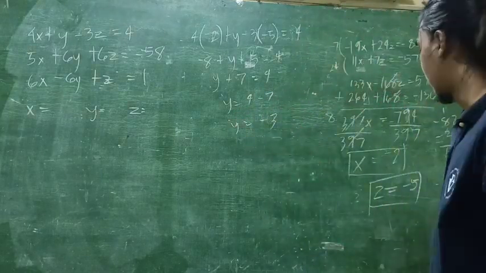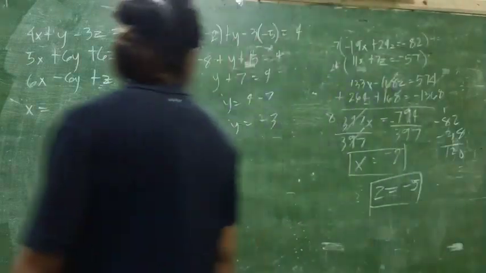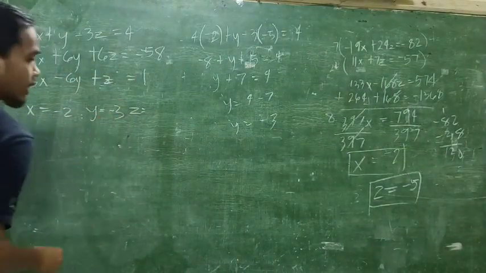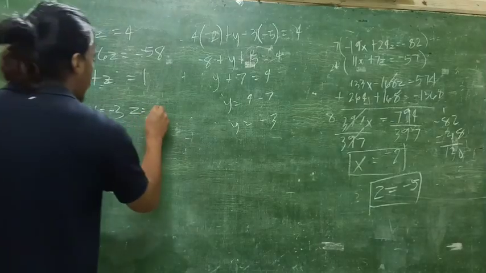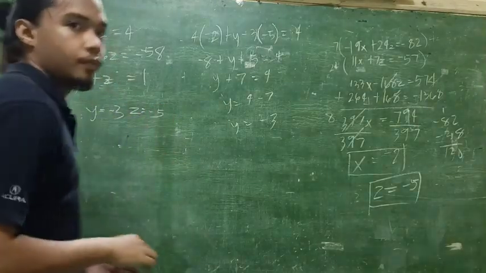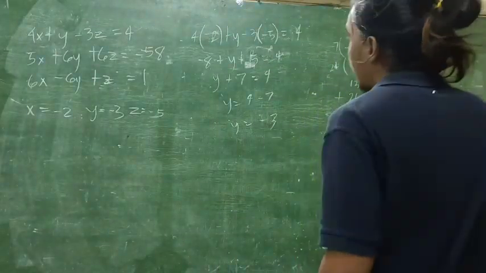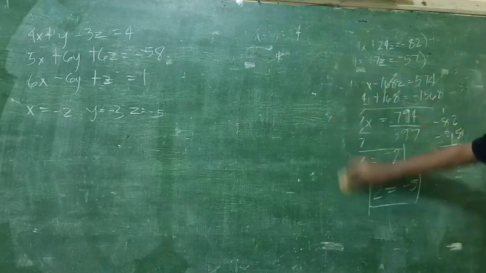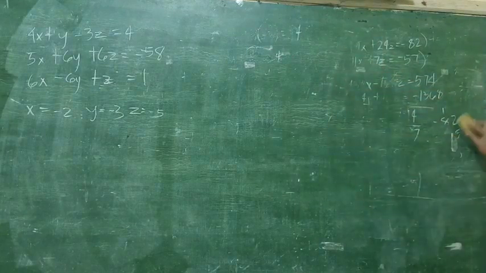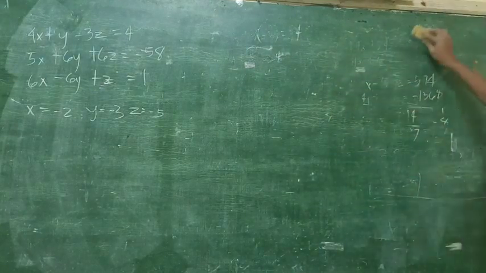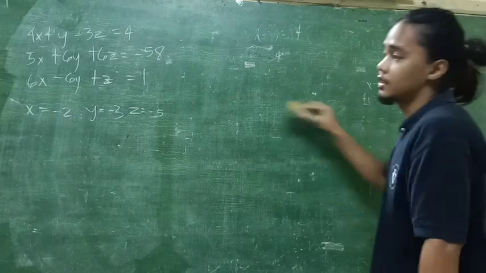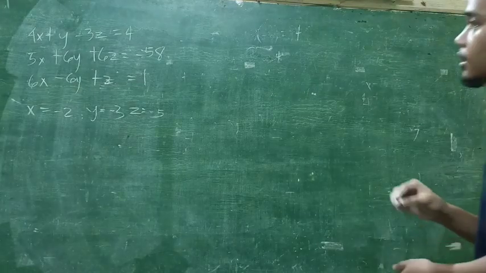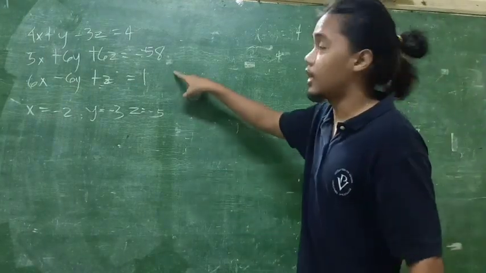So there we have it, the value of our x, y, and z. So x is equal to negative 2, y is equal to negative 3, and z is equal to negative 5. To check if we get the correct answer, we just have to substitute these three variables again into the equation. How about we try it on the last equation?